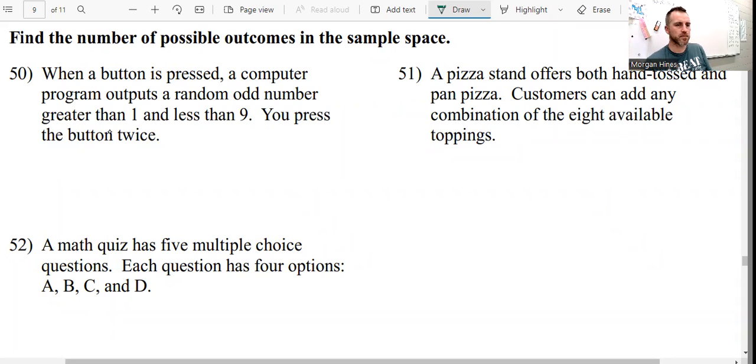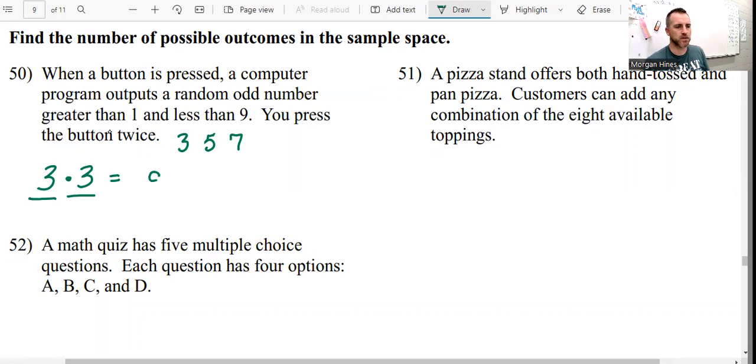A button is pressed and the computer program spits out an odd number that's greater than 1, less than 9. We press the button 2 times. How many different possibilities are there the first time we press it? Greater than 1, so that would be 3, 5, or 7. So there's 3 options. And then we're going to press it again, where there's 3 more options the second time.